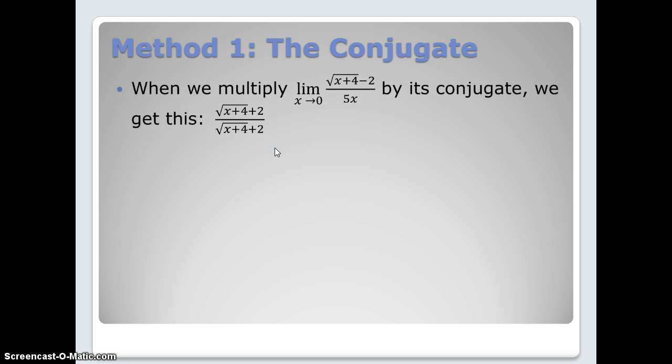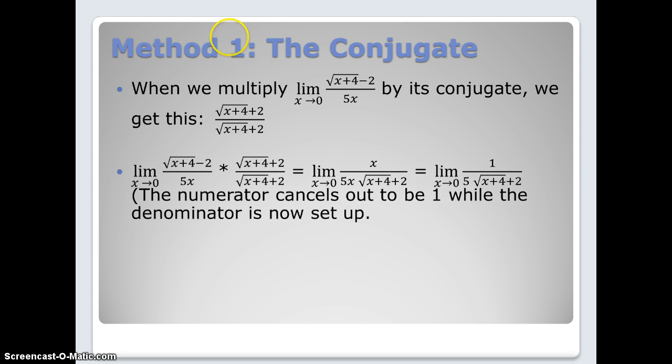Okay, so the conjugate is just simply a form of 1. So we're going to take the square root of x plus 4 plus 2, and put that over the same thing, the square root of x plus 4 plus 2. That should give us something a little better to work with, right? Exactly. When you multiply by the conjugate, you're simply multiplying by a form of 1. The square roots here are going to cancel out, and so will the 2's. So you're going to get 1 over 5 times the square root of x plus 4 plus 2.